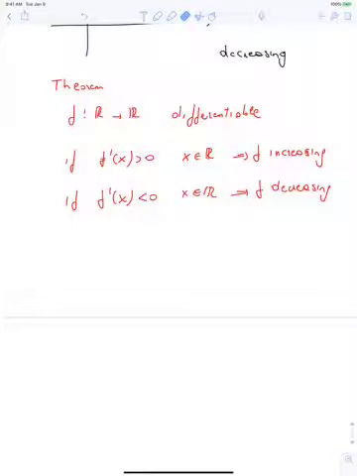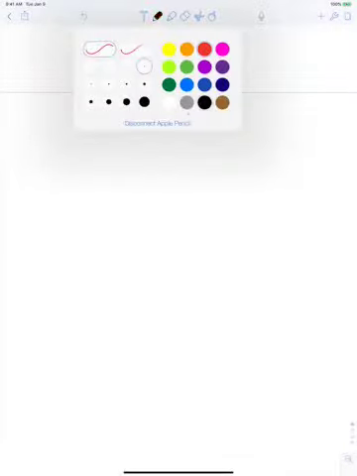So we reach a stable point. Well, let's see how we can use this result. So we're going to do an example as usual.